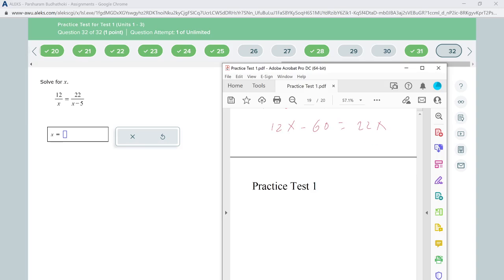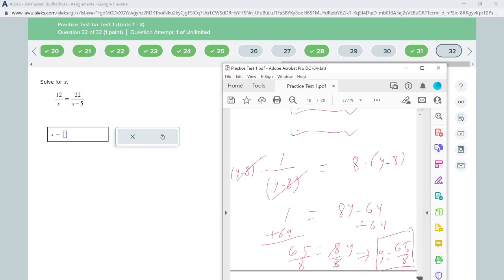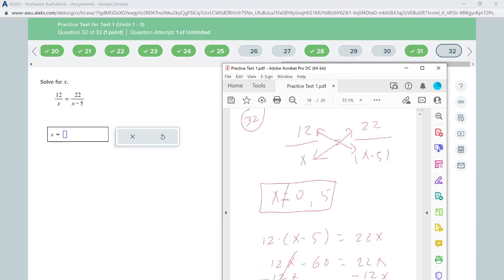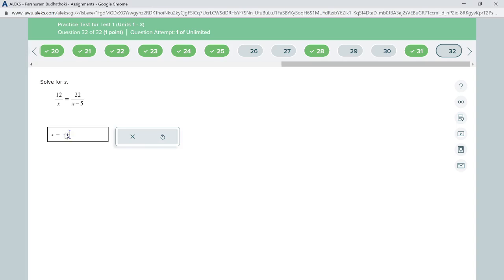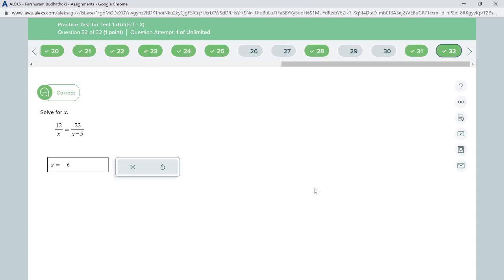So just subtract 12x from both sides. By doing that, you have negative 60 on the left side and you have 10x on the right side. For finding the solution for x, just divide both sides by 10. It gives you negative 6. X equals negative 6 is the solution, but that negative 6 is not from the exclusions. As you can see here, you always have to check, is this from the exclusions? No. So you can take that as an answer. Okay, that's practice test 4, test 1.